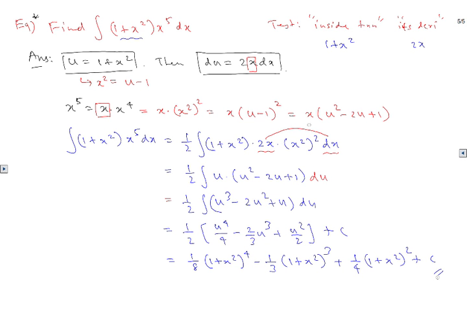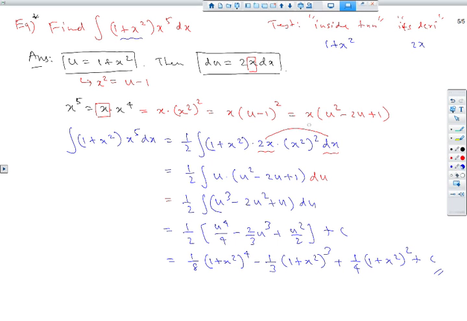You can just distribute through, because you can distribute by 1 plus x squared and multiply by x to the 5th, and then you get 2 terms. You can do that, but that's not the whole point here. I want to show you how the trick works. So for example, what is the answer for this problem?